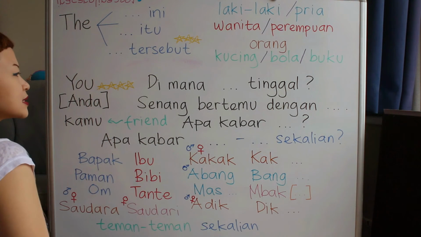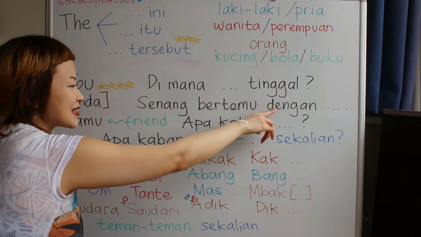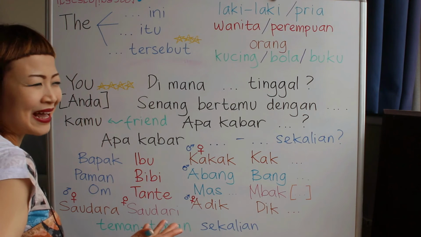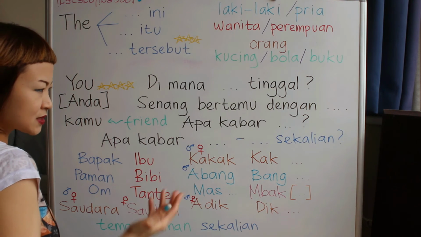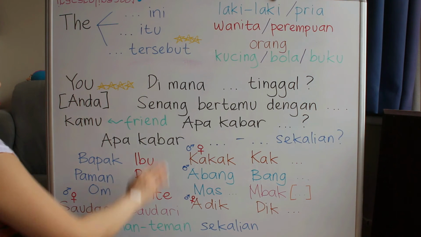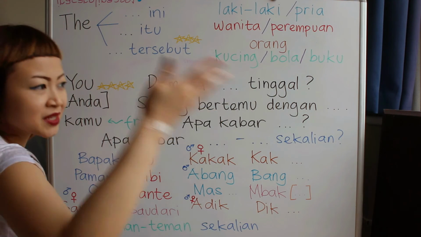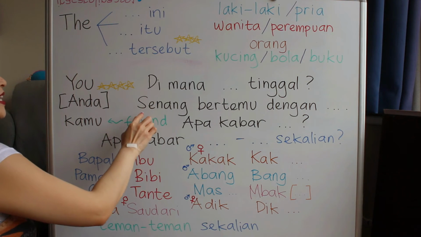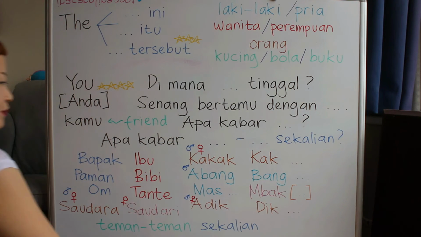And now the second sentence. Senang bertemu dengan, and then you choose from here. Senang is glad or happy. Bertemu is meet. Dengan, with. Happy, meeting with, or glad. Senang bertemu dengan, then we put the you from here.